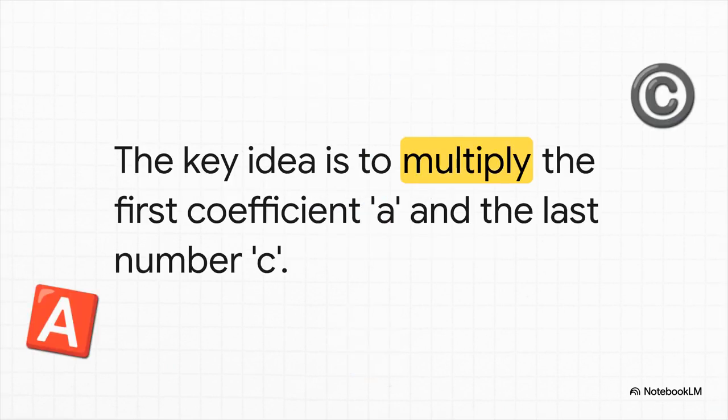And that's it, that's the secret sauce. The entire key to unlocking this puzzle is to start by combining the information from the first and last terms. You literally multiply A times C. Let's see how that one simple move opens up the whole problem.